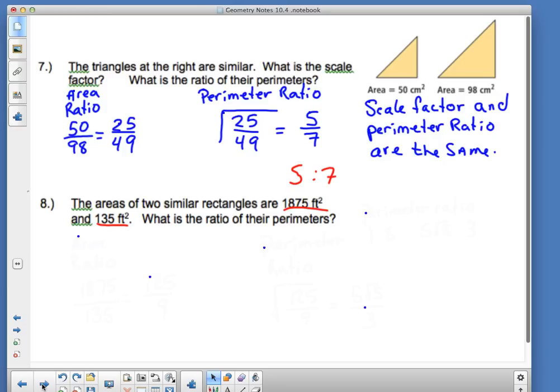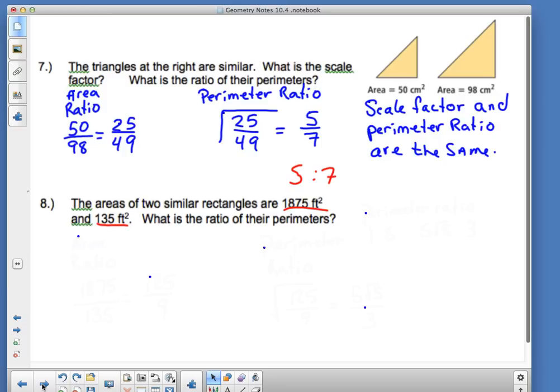It's your turn, do 8. Now in problem 8, you may want to use your calculator's function for fractions. In a graphing calculator, the 3 rows down on the left side is your math key. If you enter in 1,875 divided by 135, go 3 rows down to your math key, select 1, hit enter, and enter again, it'll save it as a fraction, 1,875 over 135.